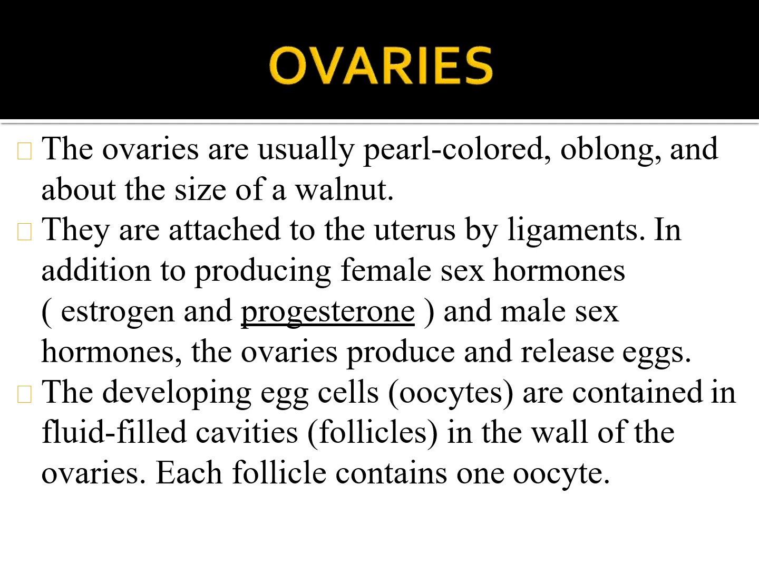The developing egg cells, oocytes, are contained in fluid-filled cavities, or follicles, in the walls of the ovaries. Each follicle contains one oocyte, and these follicles are known as Graafian follicles. During ovulation, one Graafian follicle matures and is released from the ovary.